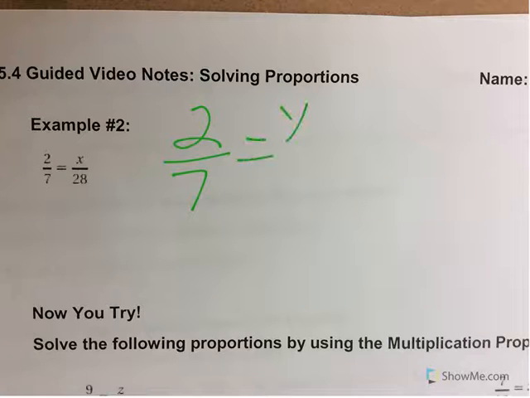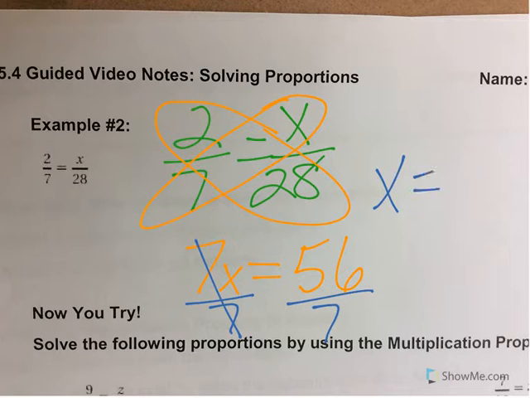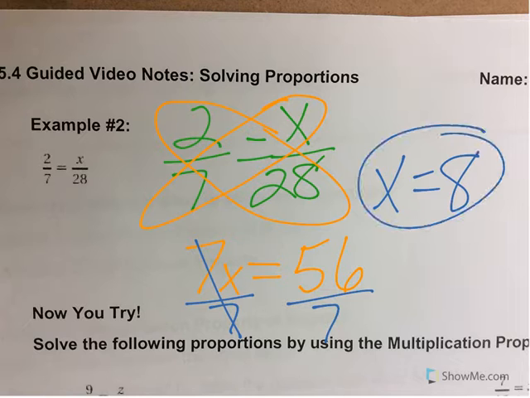We have 2 over 7 equals x over 28. So again, we'll do our cross multiplying. I always multiply the x and its number first, so that it's on the left side. So x times 7 would give us 7x, and that has to equal 2 times 28, which is 56. So we have 7x equals 56. I want to get x by itself. X is being multiplied by 7, so I divide both sides by 7. The 7's cancel, x is by itself, and x equals 8. So we're saying that 2 over 7 equals 8 over 28.